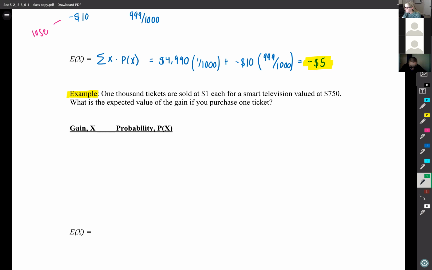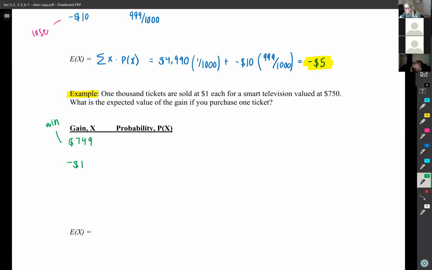So if you do win, you get a smart television valued at $750. So you gained that, but you bought a ticket that was worth $1 and you're not going to get your dollar back. So your total gain would be 750 minus 1, so 749. And this is if you win. And again, that's because you're not getting that dollar back that you spent on the ticket. So your total profit is 749. Our other scenario is if we lose, which means we spent $1 on the ticket and I'm not going to get that back. So that means that my gain is negative $1 because I lost $1.